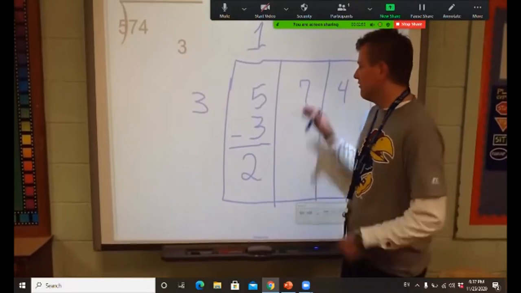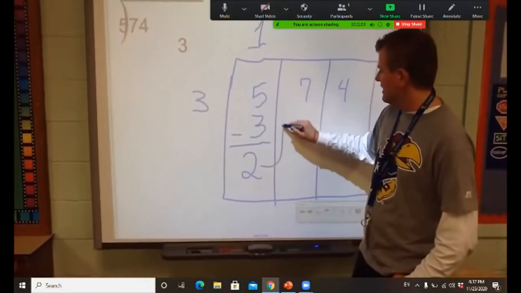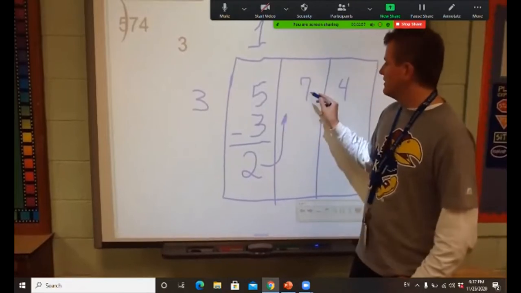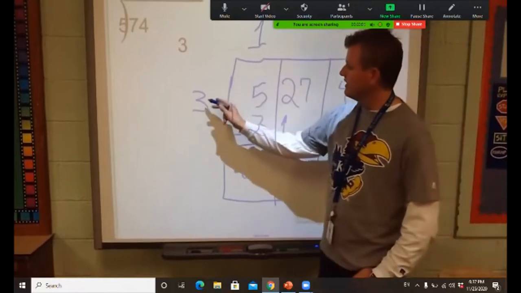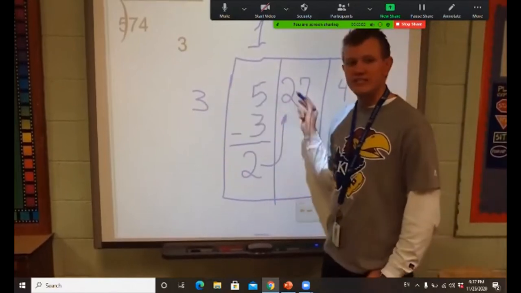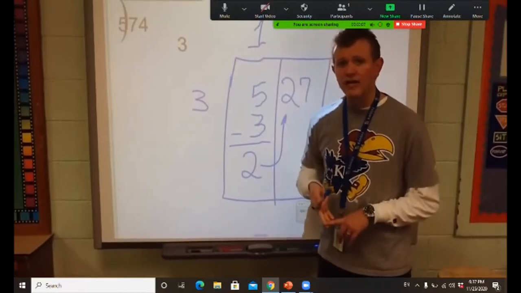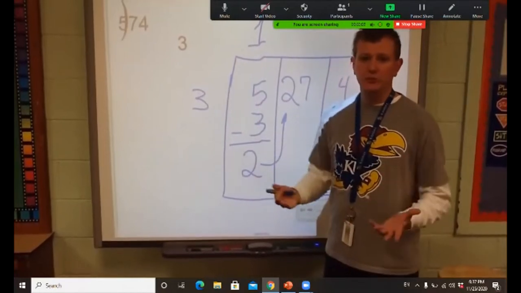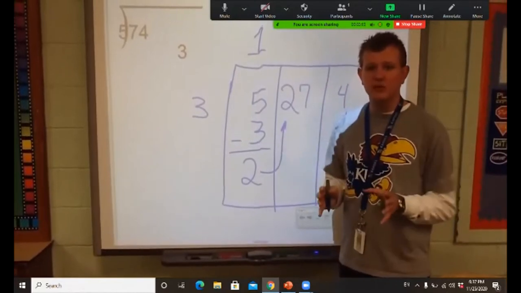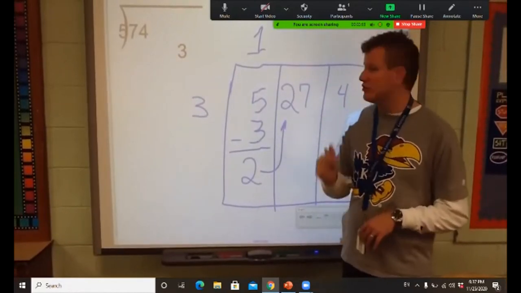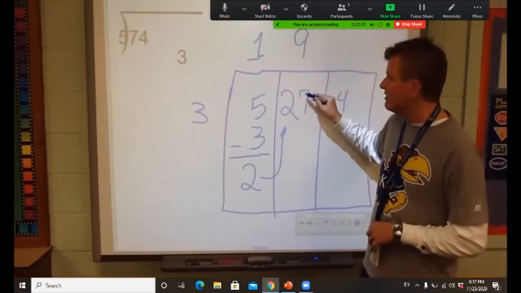Instead, though, of moving numbers down and all that stuff, this time I'm going to move a number up. I'm going to take this 2, and I'm going to put it in the next column over, turning the 7 into a 27, okay? Now I'm looking at 3 into 27. How many times does 3 go into 27? Well, you can skip count, or you know your multiplication facts. You know that 3 goes perfectly evenly into 27 9 times. 9 times 3 is 27. So I'm going to put my 9 up here above the 27.